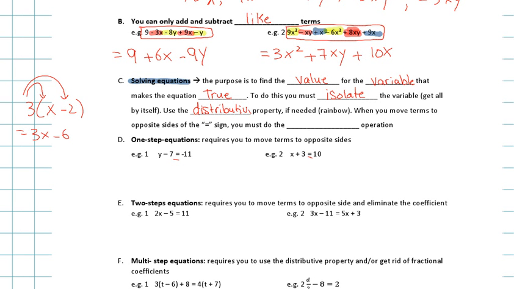When you move terms to the opposite side of the equal sign, you must do the opposite operation. Just to recap, what's the opposite of negative? Positive. What's the opposite of multiplication? Division. And it's vice versa, so the opposite of positive is negative.